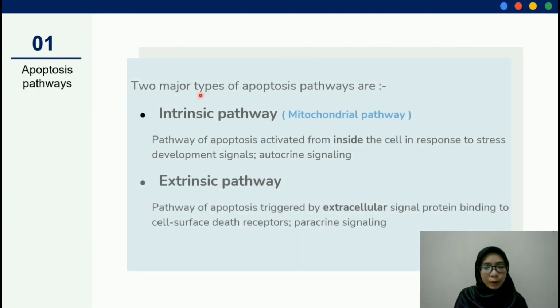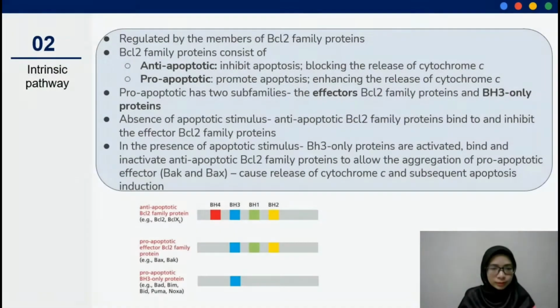There are two major types of apoptosis pathway, which are the intrinsic pathway, also known as the mitochondria pathway, and the extrinsic pathway. The intrinsic pathway is stimulated from inside the cell in response to stress development signal. This pathway is also involved in autocrine signaling, where the cell will release signal to themselves. The extrinsic pathway is triggered by extracellular signal protein binding to cell surface receptors. The extrinsic pathway involves paracrine signaling, where the cell will release signal to neighboring cells. Next, I will explain the intrinsic pathway in details.